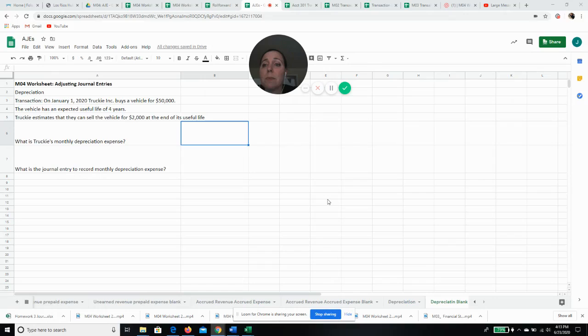Also, we estimate that we can sell the vehicle for $2,000 at the end of the useful life. This is called a salvage value. The salvage value is what we think the asset will be worth when we are done using it to generate revenue. Okay, so what is Truckee's monthly depreciation expense? The formula for that is cost minus salvage value divided by the useful life.